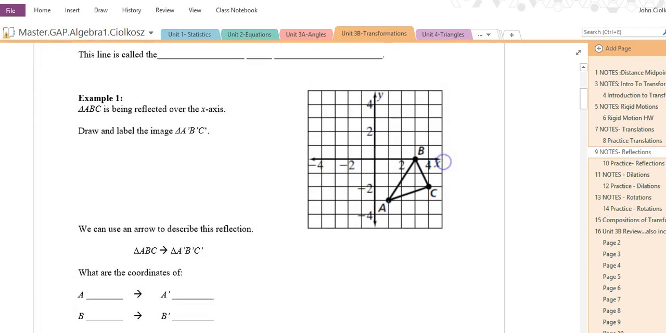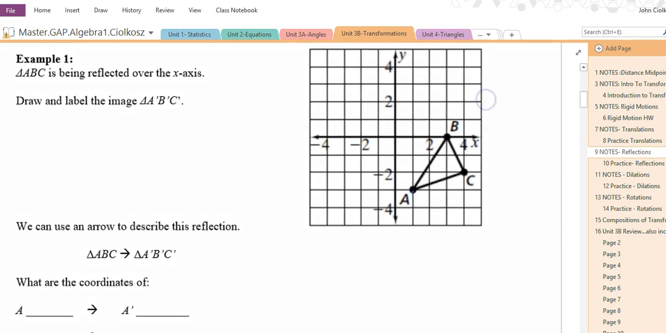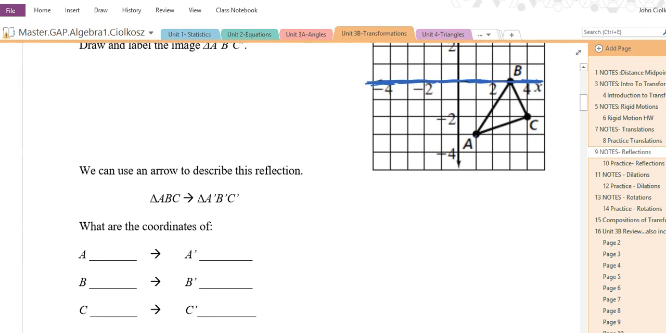Alright, so we got ABC is reflected over the x-axis. So here it's telling us the x-axis, so this line is our line of reflection. So we're flipping over it. We're going up. Now, let's start off with our points here. So A is at the point 1, -3. B is at 3, 0. And C is at 4, -2.